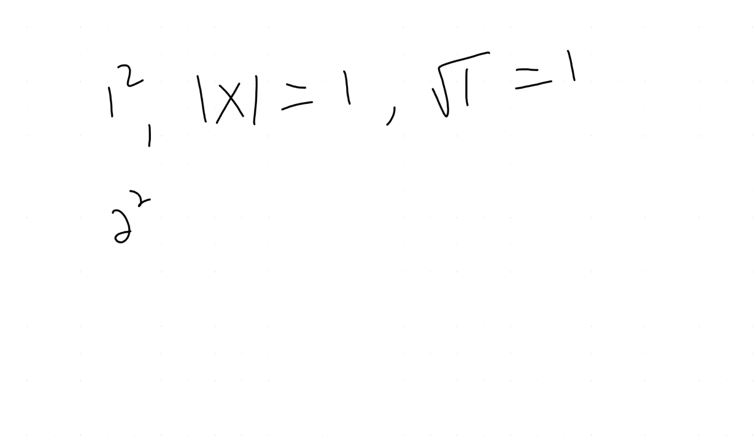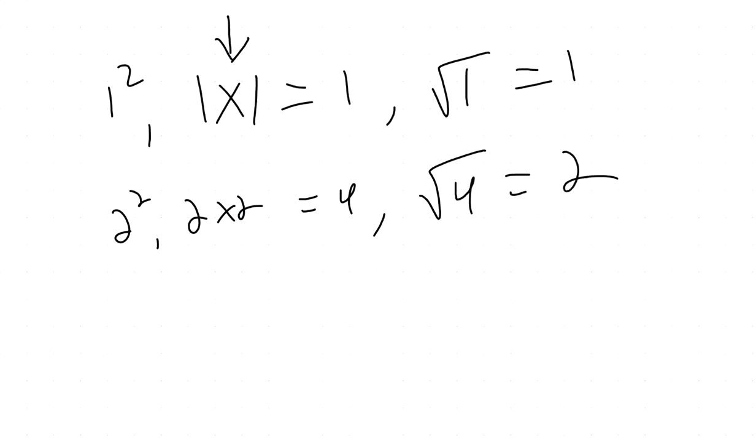This right here, tell me what you think that looks like. Somebody chime in. That looks like an absolute value, doesn't it? It's just 1 times 1, but those look like absolute value bars. I looked at that and it confused me. So 2 squared, 2 times 2. 2 times 2 is 4. So the square root of 4 is going to be 2. You see all this is connected. 2 squared is 4. The square root of 4 is 2.